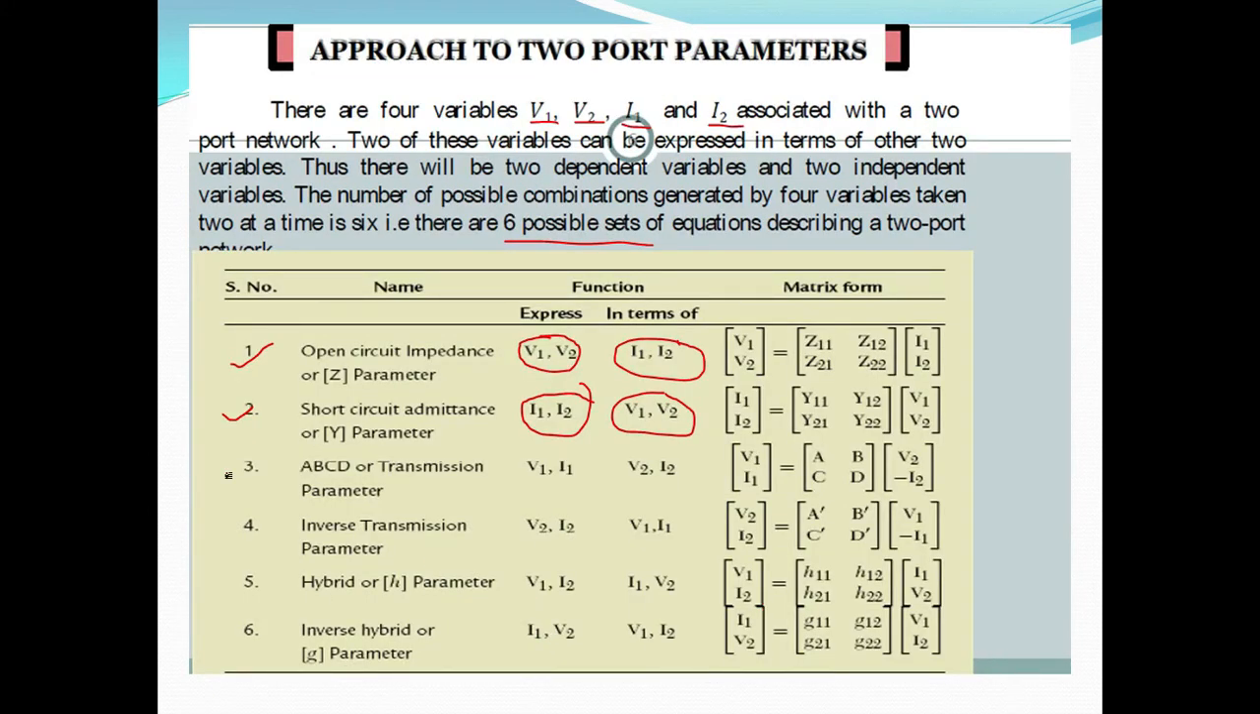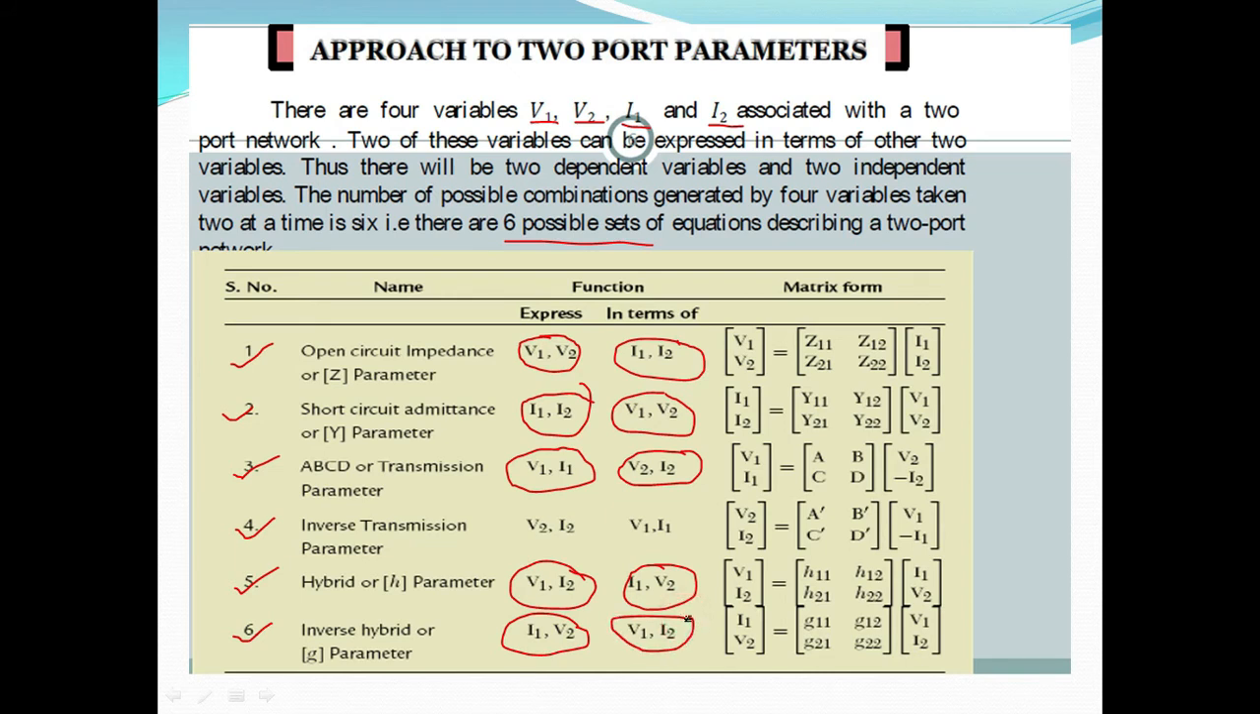Then there is the third parameter, the ABCD or the transmission parameter. In case of the ABCD or transmission parameter, V1 and I1 are the dependent parameters and V2 and I2 are the independent parameters. Then there is the inverse transmission parameter, with V2 and I2 dependent. Then the hybrid parameter, where V1 and I2 are the dependent parameters and I1 and V2 are the independent parameters. And the inverse hybrid parameter, where I1 and V2 are the dependent parameters and V1 and I2 are the independent parameters.